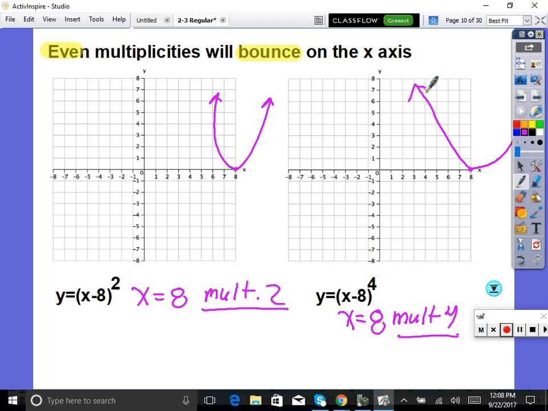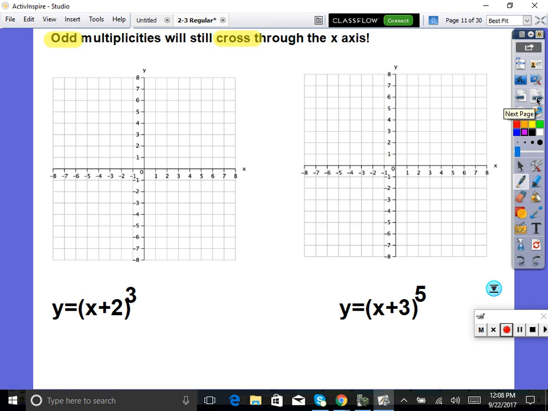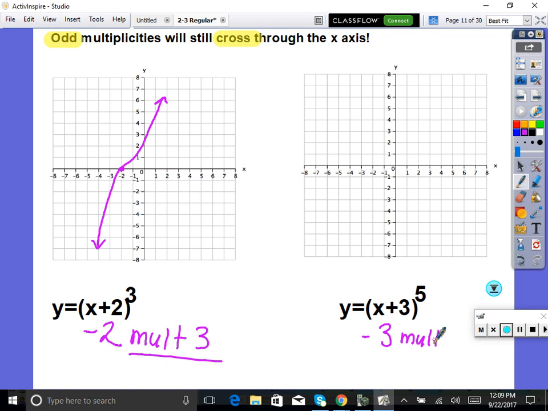Well, odd multiplicities, so it still could happen more than once, but odd multiplicities still cross through. So don't I get the solution -2 with a multiplicity of 3? Because that's an odd multiplicity, at -2, it's still just going to cross through, not bounce. Does that make sense, everybody? So right here, I get -3 with a multiplicity of 5. So once again, it's still going to just cross through at -3, even though it happens more than once.